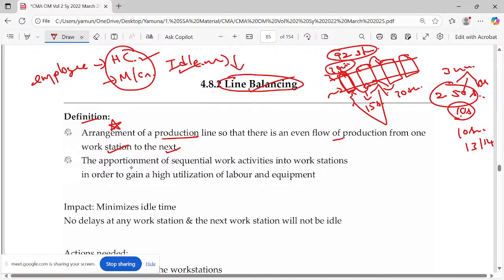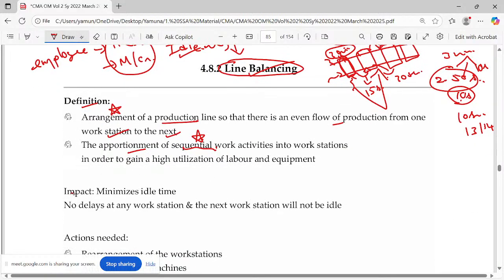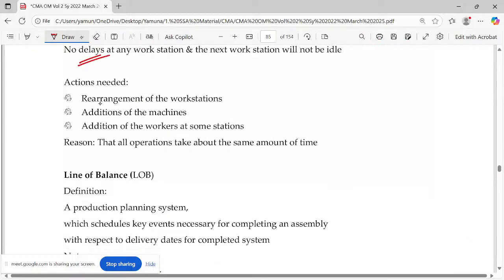So you're going to apportion the sequential work activities. I want to highlight these sequential work activities, because you cannot mix or exchange or do anything with the sequence. That is properly designed. The impact is we'll try to minimize the idle time so that there's no delay. And what actions do you take? Probably you rearrange the workstations, you add extra machines, you add extra workers or substations or whatever it is.